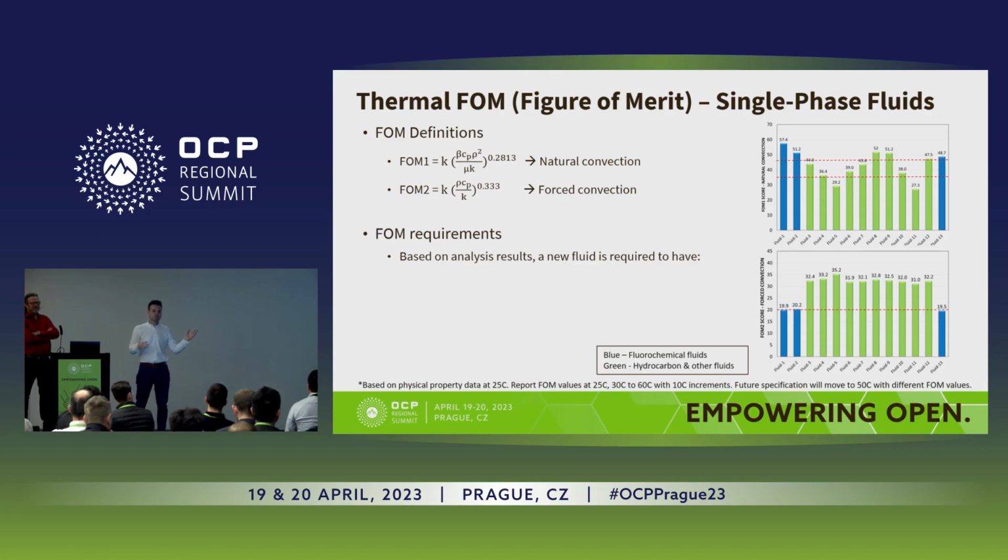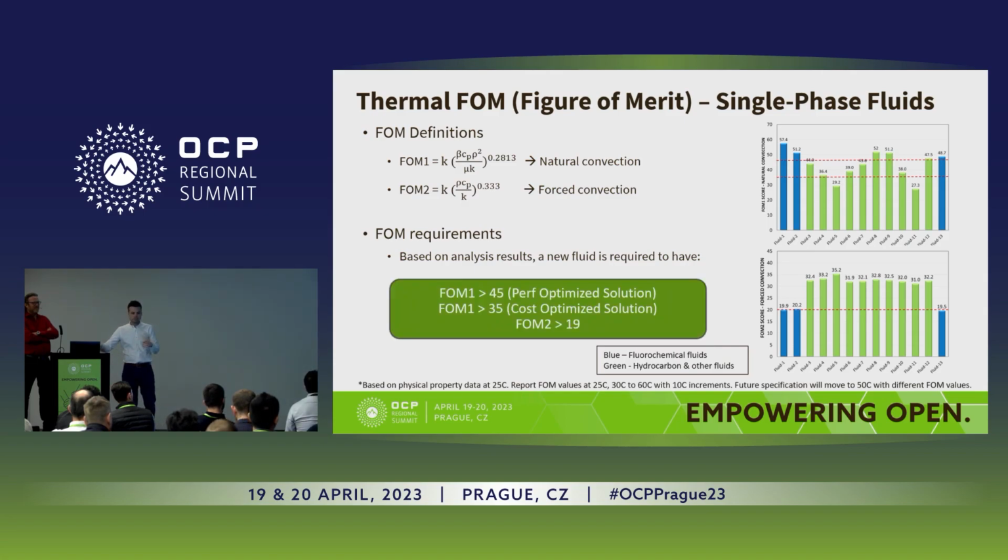So starting here, we're looking at single-phase fluids. There are two figures of merit, one based on natural convection and the other based on forced convection. The way they derive these expressions, you can see on the slide here, are from simplified models of each of those ways of transferring heat.